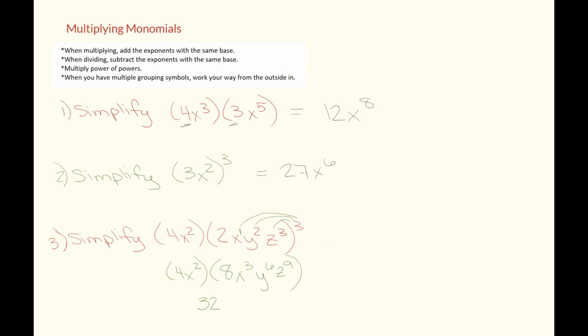Now I have x squared here and an x to the third here, or x cubed. So what am I going to do? I'm multiplying those two monomials, which means I'm going to add the exponents. So 2 plus 3 is 5. And then I just have the y to the 6th and the z to the 9th left. So that would be my final answer.